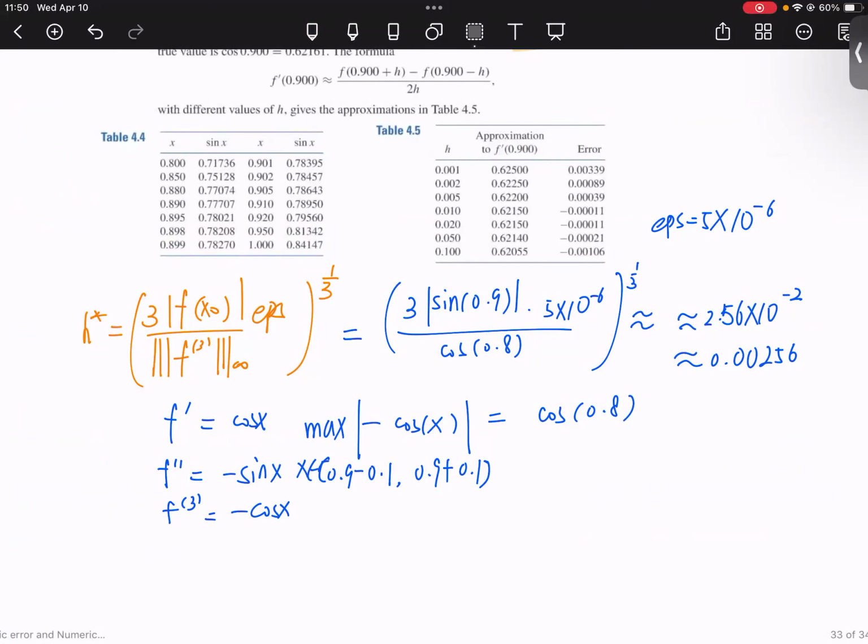This is just the approximate optimal size, and this number is lying in between here. And this agrees with the numerical examples, the numerical tables here. It's in between 0.005 and 0.05. The actual value is just approximate, the approximate optimal value here, and this number is lying in between these two h sizes.